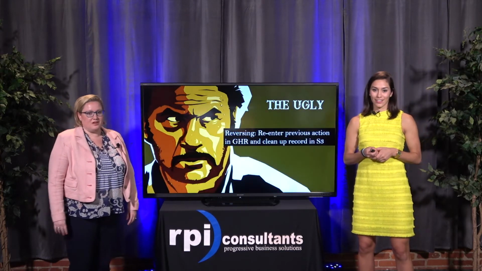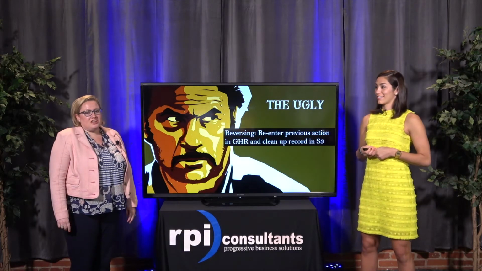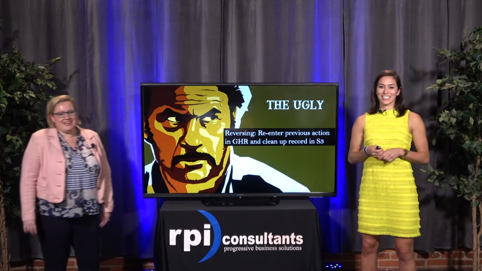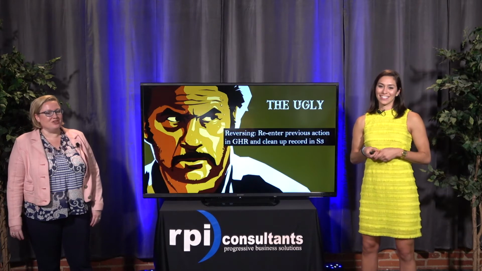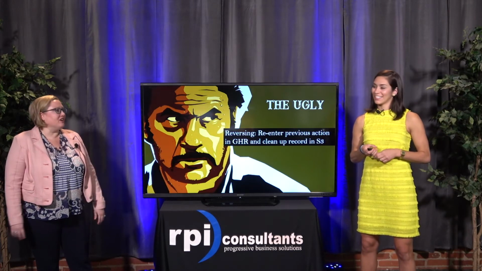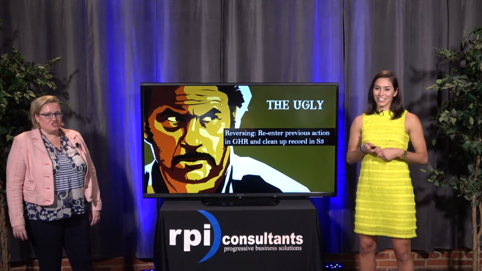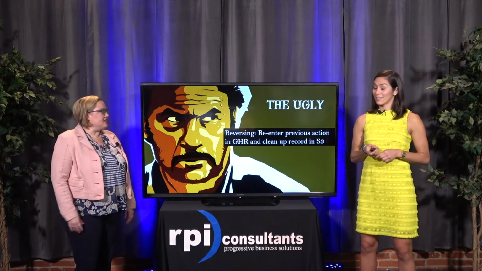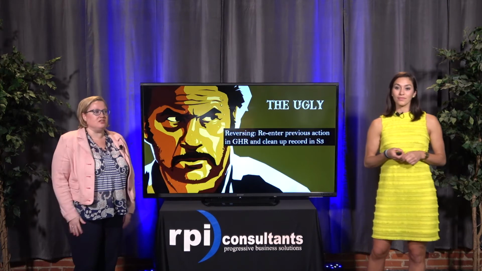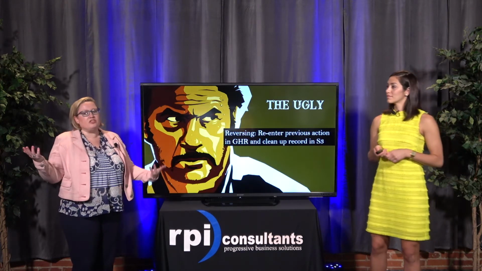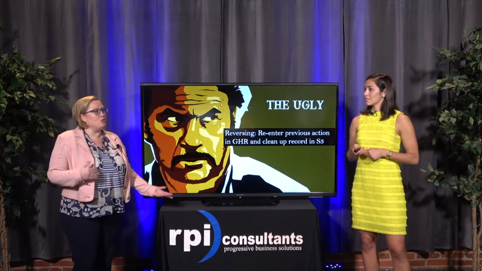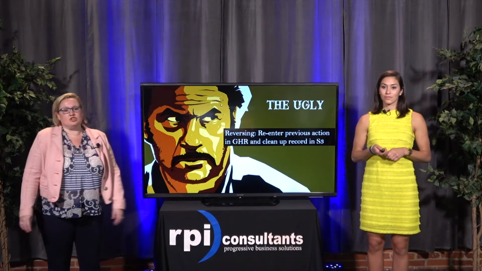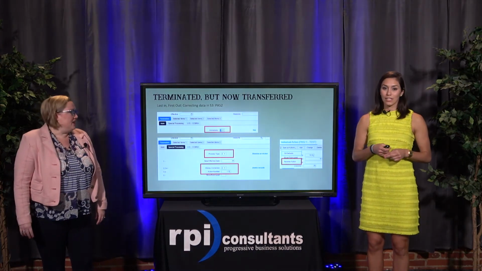So there we go. All right, so now we're getting into some of the ugly ones. How do you reverse something that's been entered and clean it up in S3 in GHR? A scenario we've been running into at several clients is somebody says they're leaving, they're terminating, and then oops, it turns out they're staying, and we need to transfer them, or we just need to reverse out the term row because they're not really going right now.